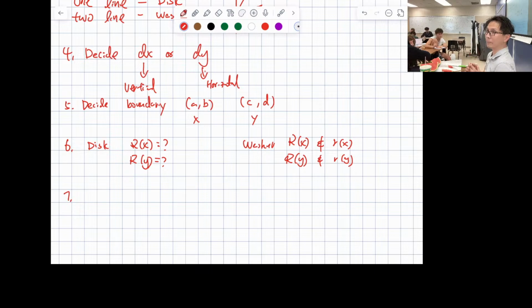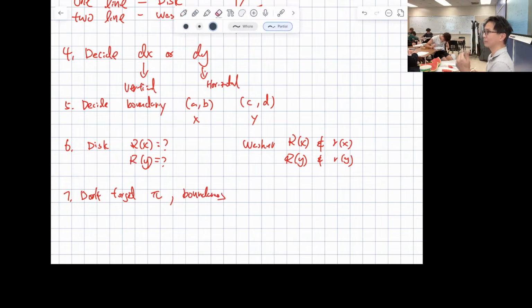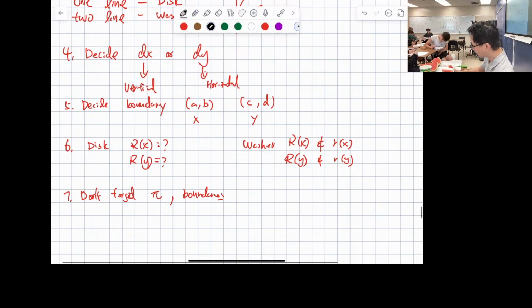7 is people usually forget certain things. So I don't want you to forget certain things. On the AP exam, they take points off for each thing you forget. So don't forget pi outside. Because of pi r squared, the pi is very important. Without a pi, your answer is wrong. Don't forget the boundaries, which is from 1 to 4, 0 to 5, whatever. Don't forget the dx and dy, dx or dy. Lastly, don't forget the square.